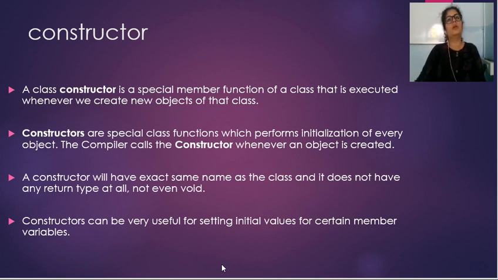So in short, I will tell you what a constructor is. A constructor is basically used to allocate memory. I have told you memory is allocated only when we create objects. So a constructor is a special member function which allocates memory to the object. A constructor is a member function of a class that is automatically executed whenever any object is created. Whenever an object is created, the constructor is automatically called.